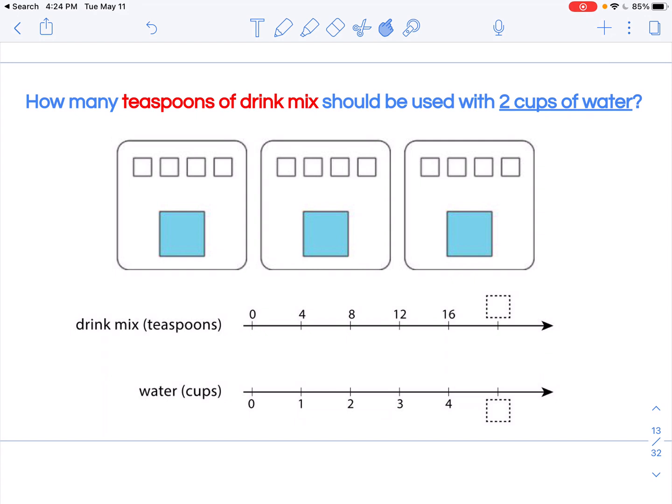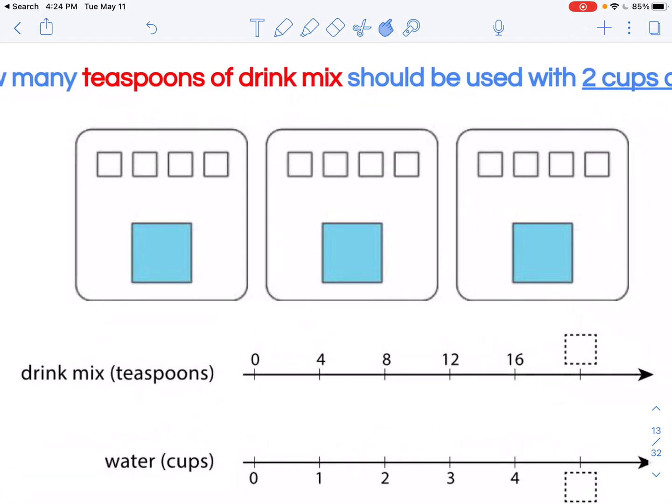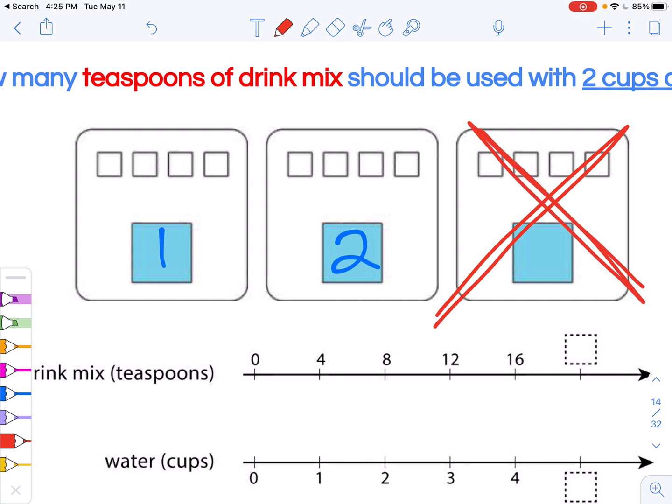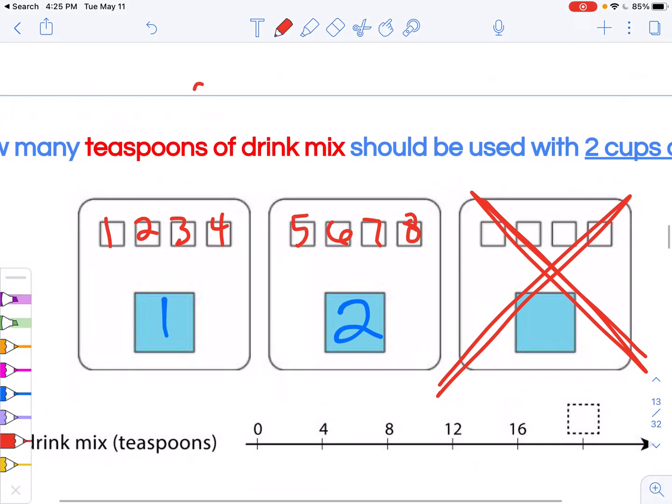The question says, how many teaspoons of drink mix should be used with 2 cups of water? When I use the ratio diagram, I need to find 2 cups of water. Here they are, 1, 2, which means I don't need this last one at all. So to find my answer, I need to see how many little squares there are. 3, 4, 5, 6, 7, 8. So the answer should be 8.